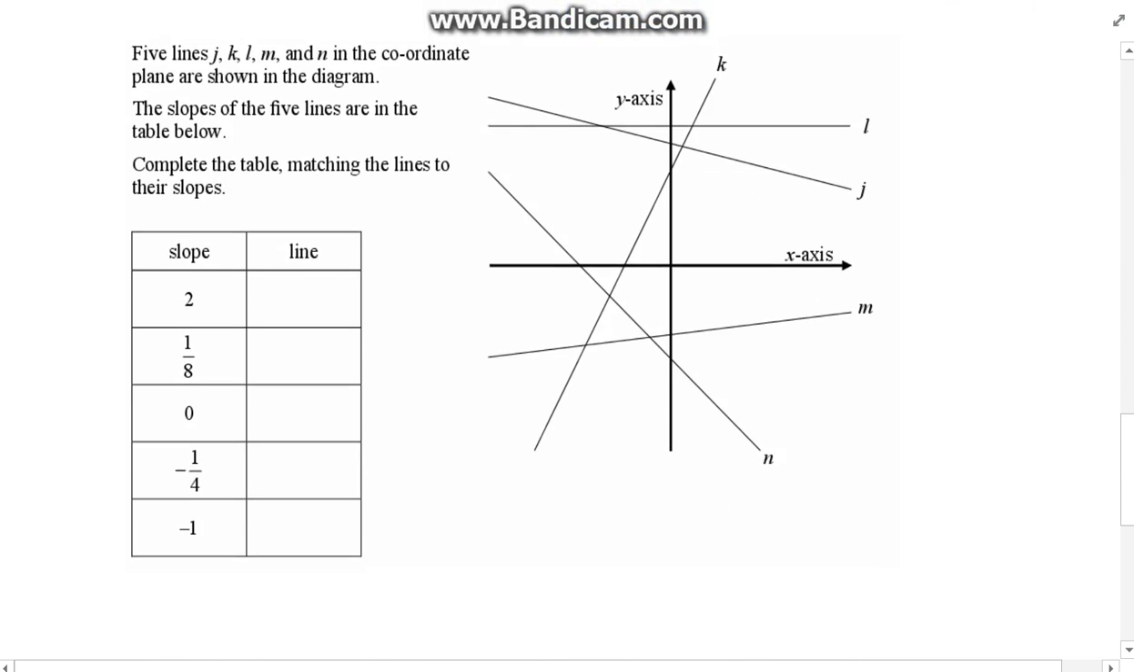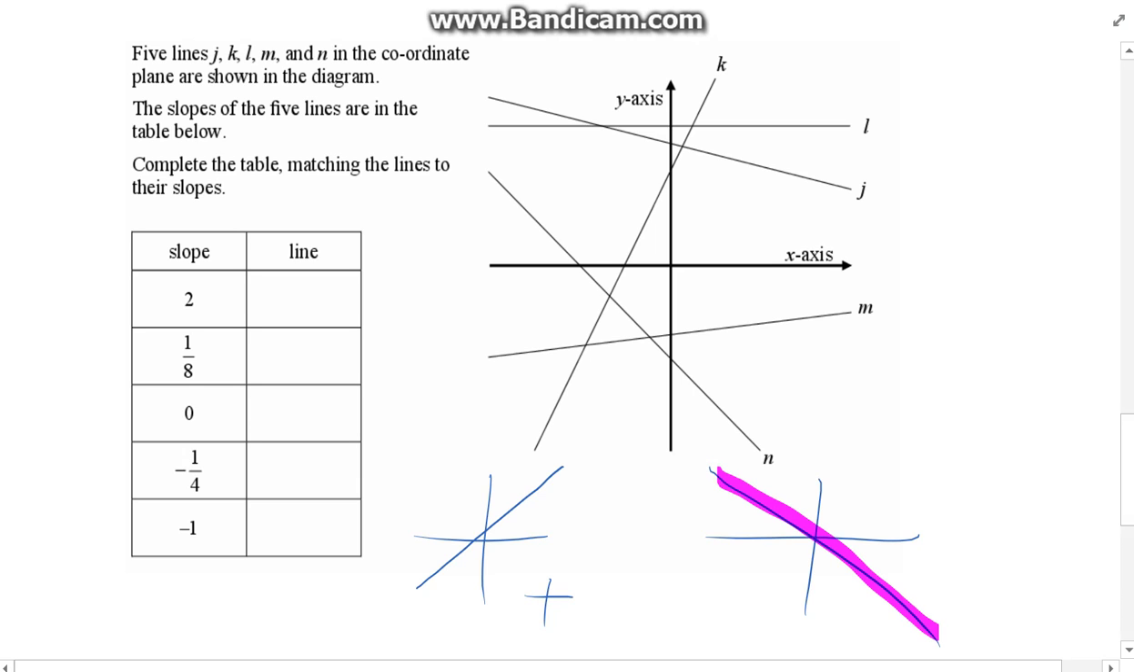Right, the next one is matching slopes to a given value. You have to remember that if you have your axis here, you always read it from left to right. If the line goes up, it's positive. And if the line goes down, always reading from left to right, it's negative.